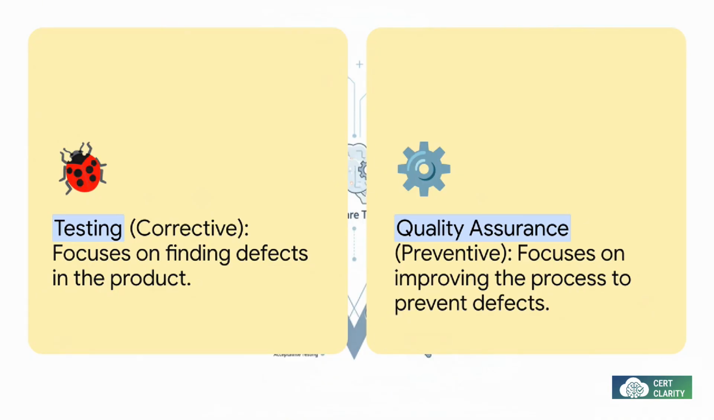Now, here's something people get mixed up all the time. Testing versus quality assurance. They are not the same thing. Testing is about finding bugs that are already there. It's corrective. Quality assurance, or QA, is the bigger picture. It's preventative. It's about fixing the process so that fewer bugs get created in the first place. Testing is a crucial part of QA, but it's not the whole shebang.